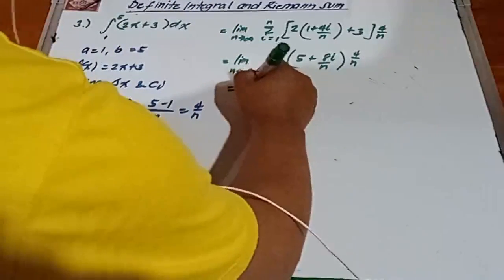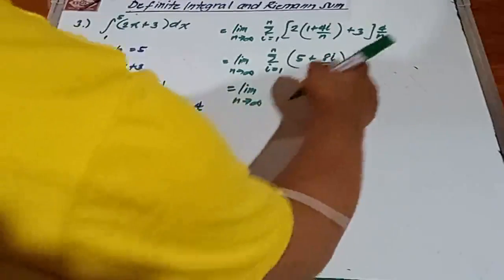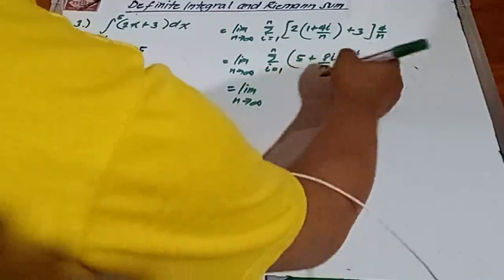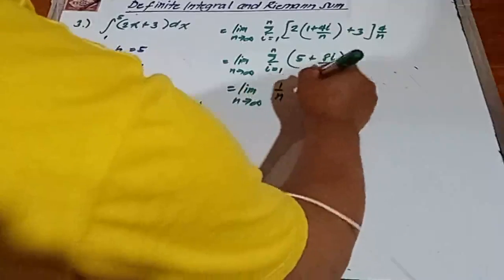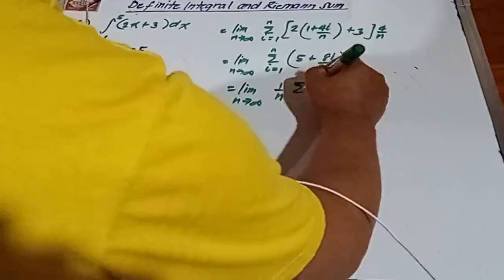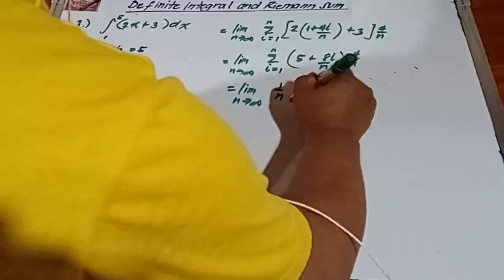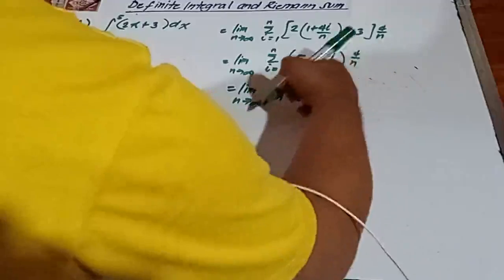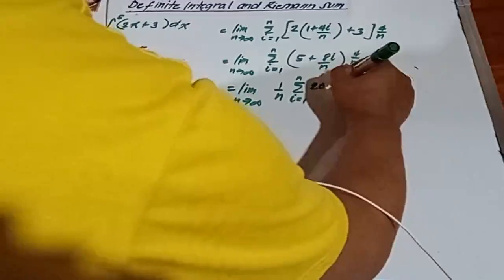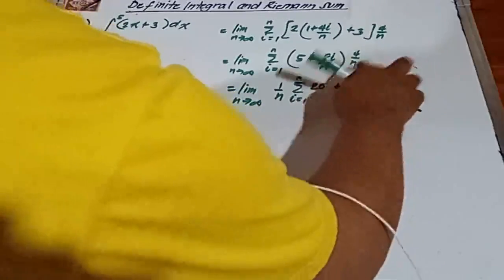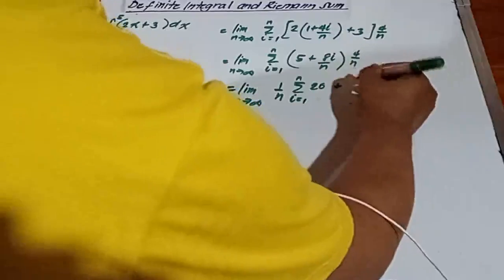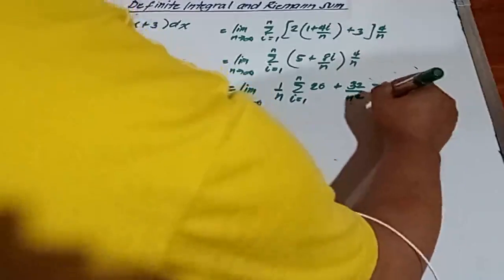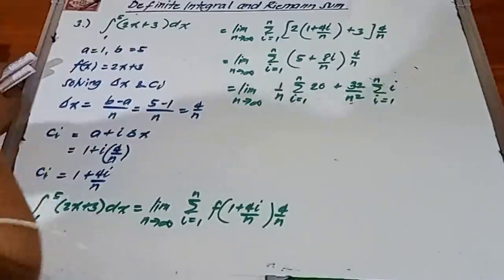Then, diretso na natin, 4 times 5 is 20 over n. So, mangyayari nun ay ilabas natin si 1 over n. So, summation of 5 times 4 is 20, i equals 1 to n. We have 4 times 8 is 32 over n squared. Okay? So, plus 32 over n squared, summation of i, i equals 1 to n. Nilabas ko na yung pwedeng ilabas.